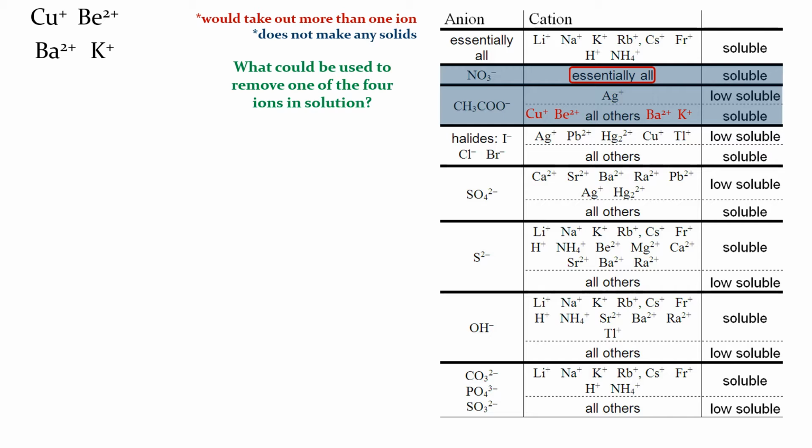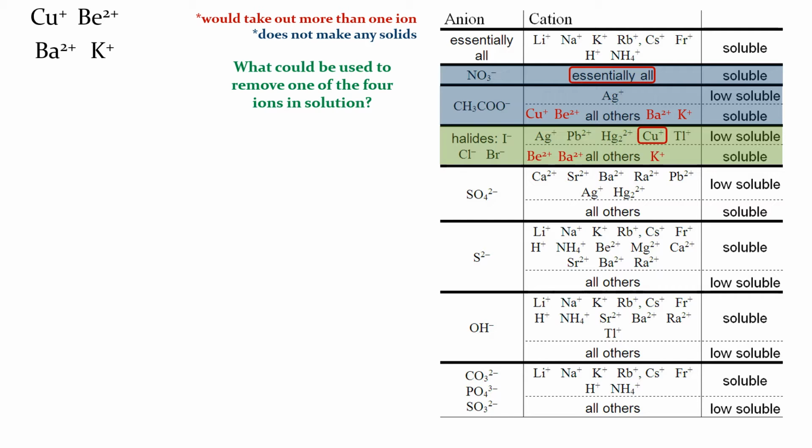Now with the halides of iodide, chloride, or bromide, copper 1 ion is low soluble, so it will form a solid with copper 1. Beryllium, barium, and potassium ions all fall into the all others category, which are soluble. So that means I could use a halide in my first step because it forms just one solid, a solid with copper 1 ion, but not forming a solid with any of the other cations that I have.